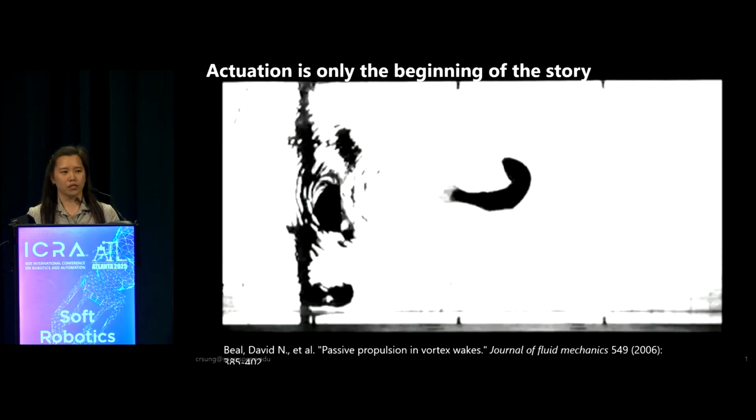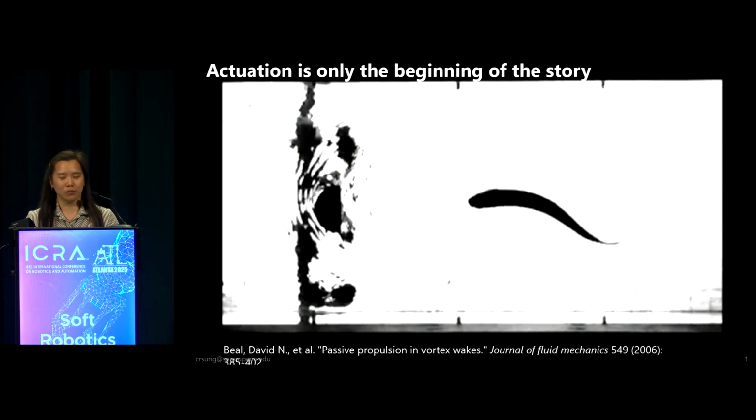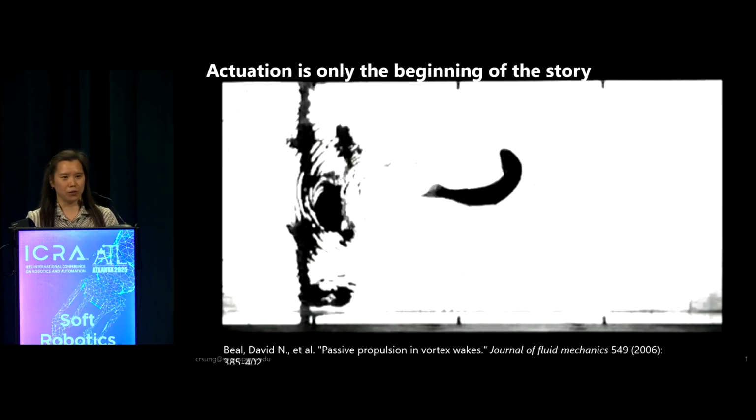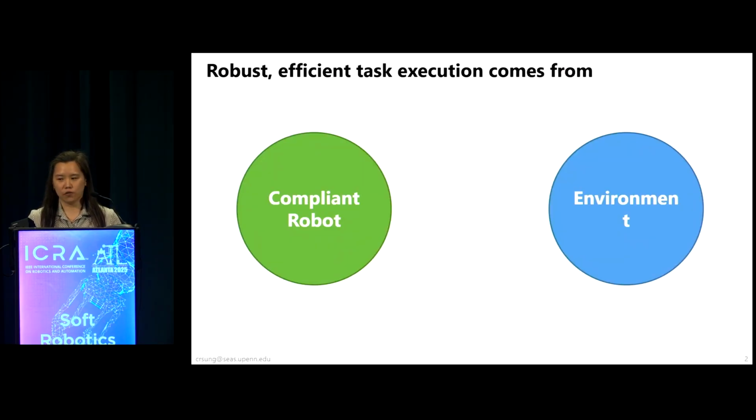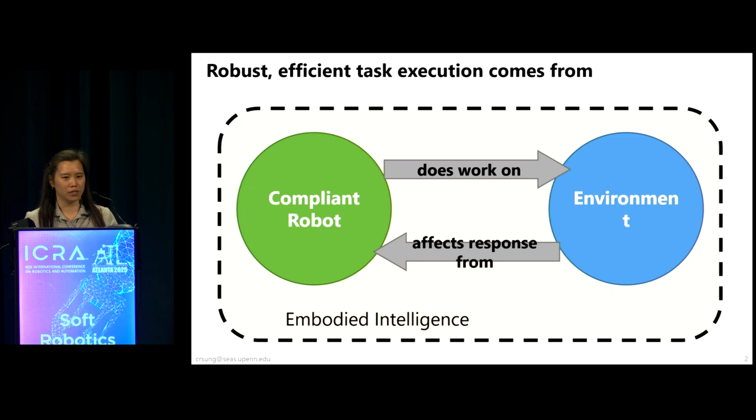And so what I wanted to talk about today is that in soft robotics, what we've heard about already is a lot of really cool actuation systems, and actuation is only the beginning of the story. In particular, when we think about soft robotics and about how we can get robust and efficient task execution, there's the robot and there's the environment. And oftentimes we think about how the robot is going to do work on the environment in order to perform a particular task. But actually, in the same way that the robot interacts with the environment is affecting the response from the robot itself. And this combination of the two is what we call embodied intelligence.